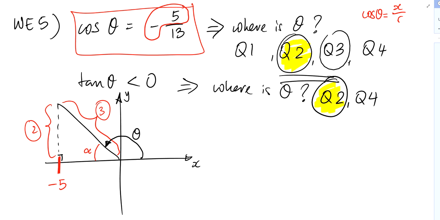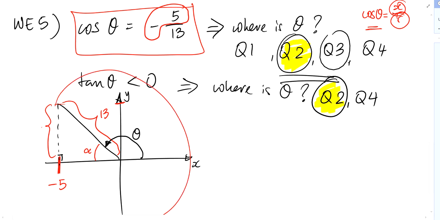2 will refer to the opposite side. 2 over here came from the y value, this opposite side. Therefore, this answer should be 3, this value over here, 13 units. We need to remember cosine theta is x over r, where r is the radius. We're going to draw a circle like this. Therefore, the radius is 13. Now with this, can you tell me the y value over here? How do you know 12 so fast? 13 squared minus 5 squared is 144, square root, you get 12.